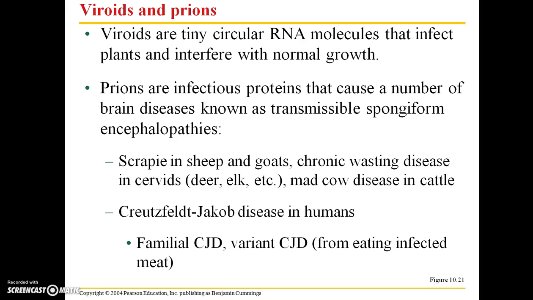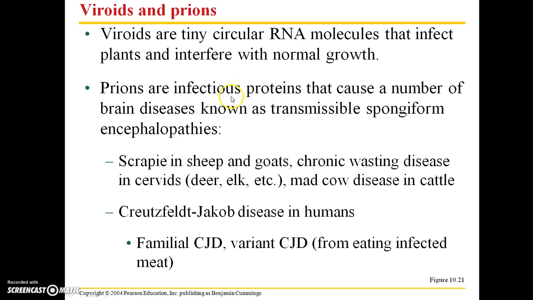Virions and prions are similar but different than viruses. So virions are tiny circular RNA molecules that infect plants and interfere with normal growth. And prions are infectious proteins that cause a number of brain diseases known as transmissible spongiform encephalopathies. So these prions are a really interesting case because they're proteins, but they act more like viruses.